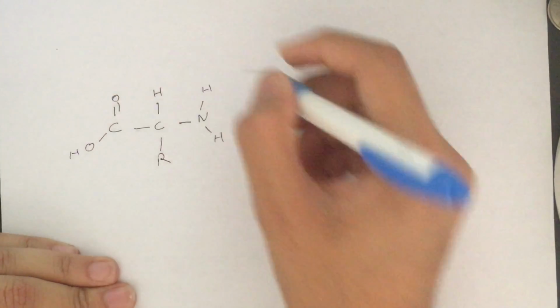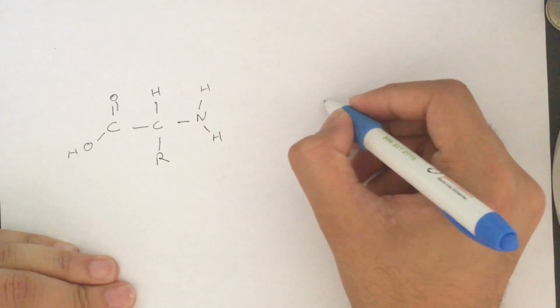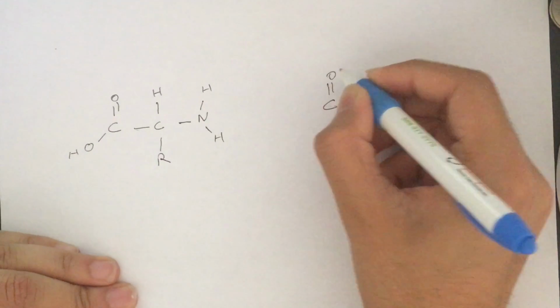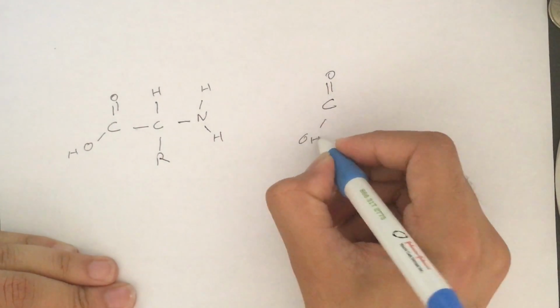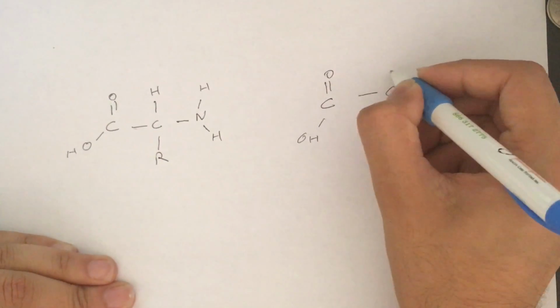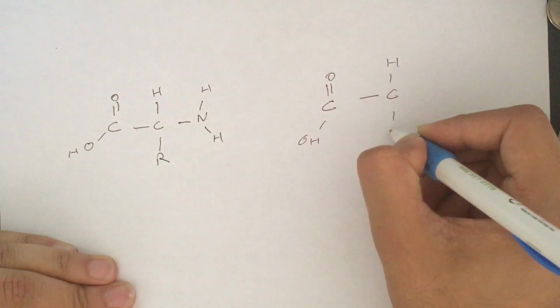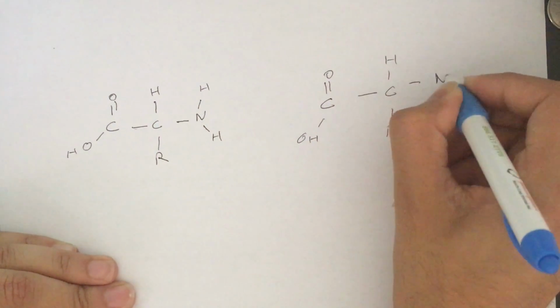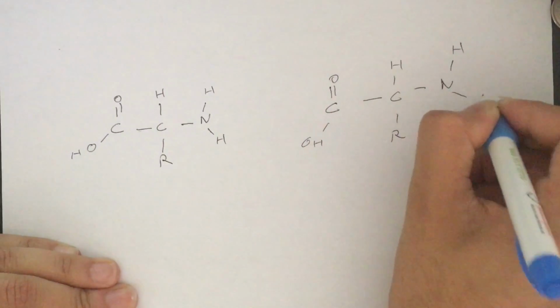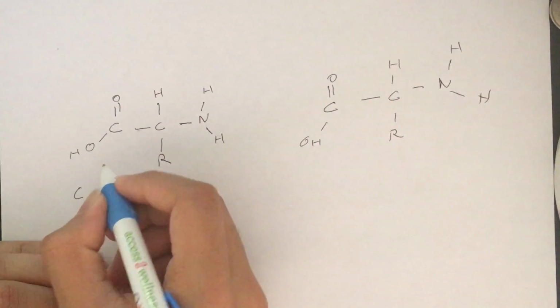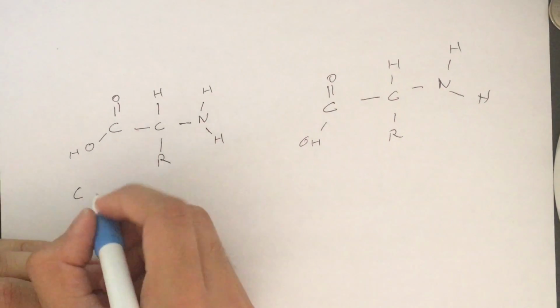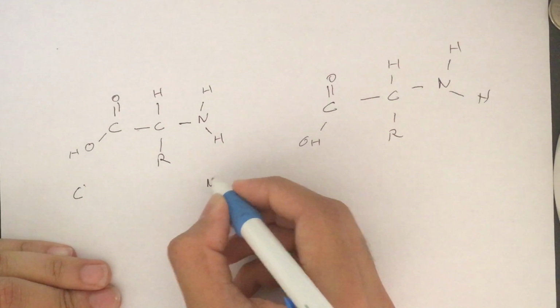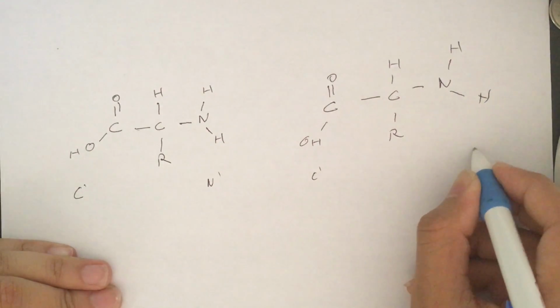So this is one amino acid, and then this will be the other amino acid, with the R group. Just some terminology: this is called the C terminus because this is the free carboxylic group, and this is called the N terminus. So this is the C terminus and this is the N terminus.